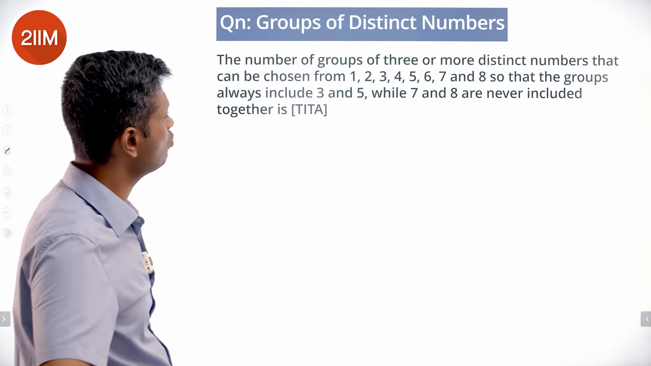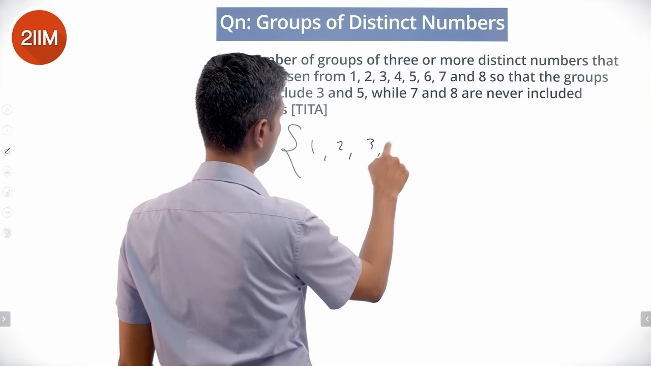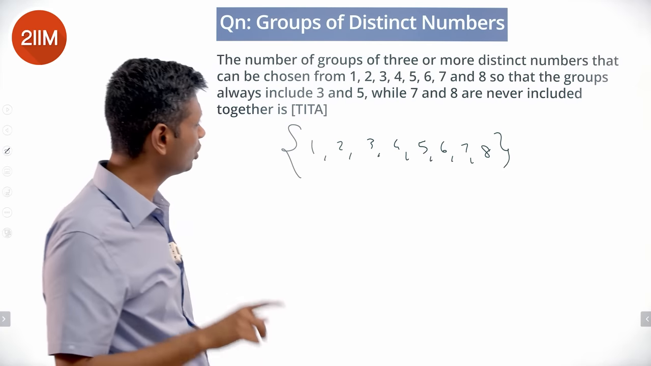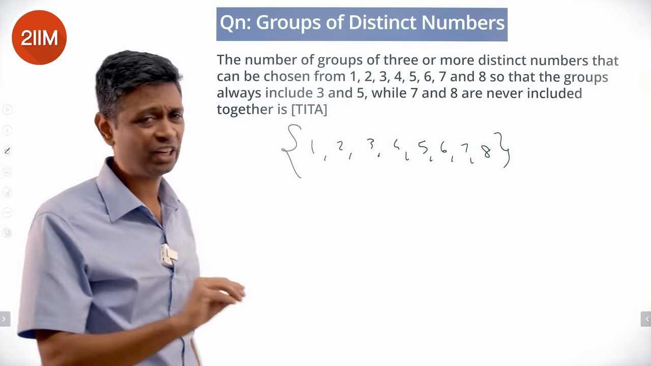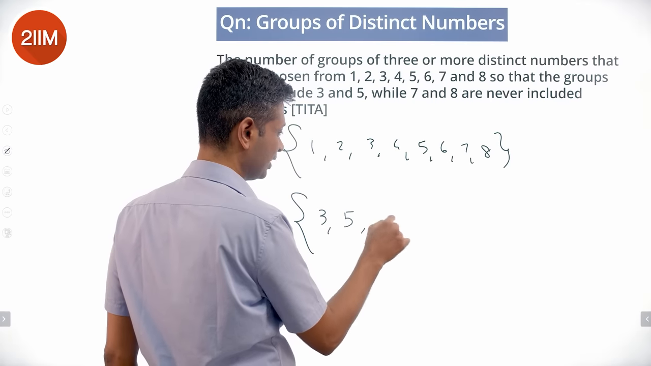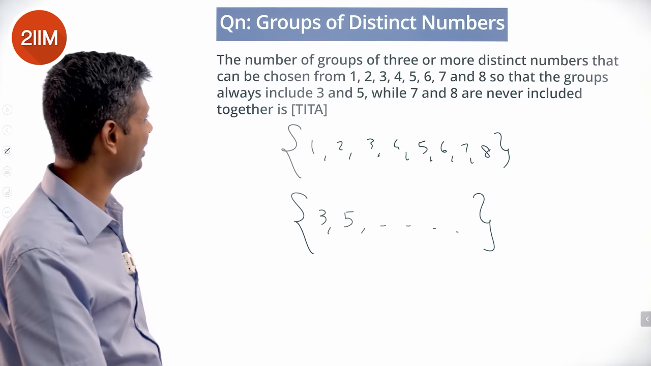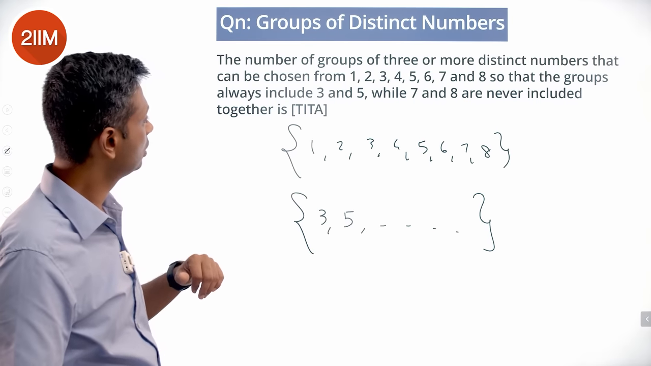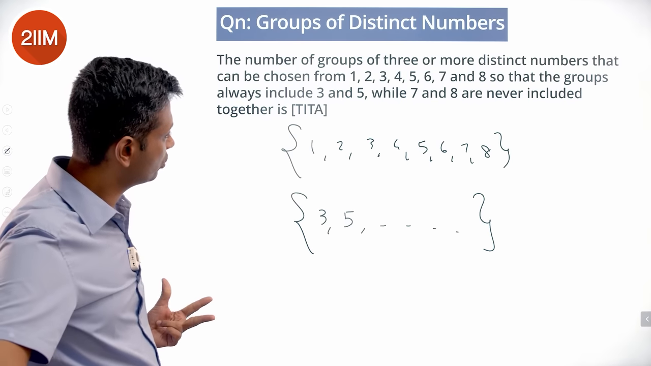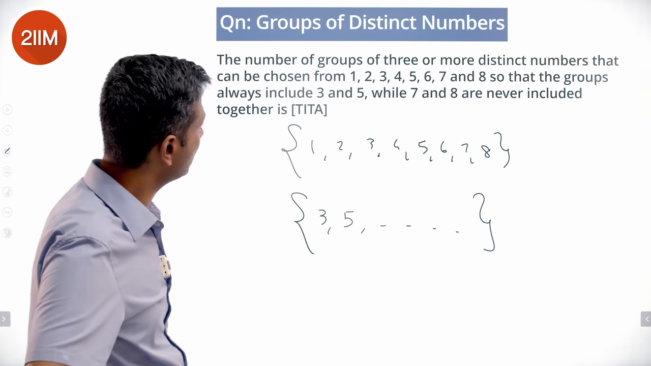The number of groups of 3 or more distinct numbers that can be chosen from 1, 2, 3, 4, 5, 6, 7, 8, so that the groups always include 3 and 5, while 7 and 8 are never included. So they should always include 3 and 5. So 3 and 5 are in. So we're going to have 1, 2, 4, 6 may or may not be in. 7 and 8 are never included.